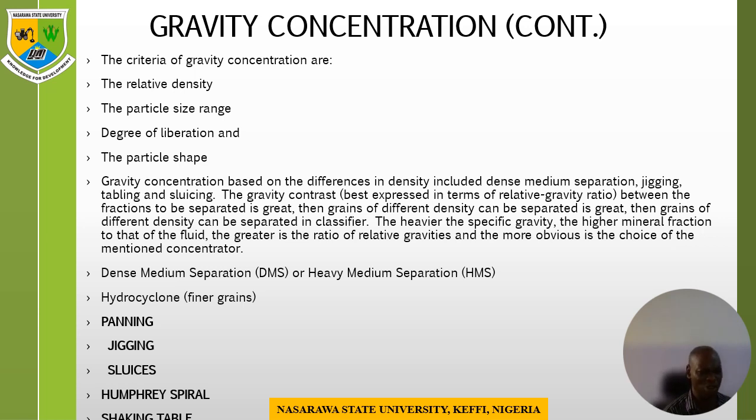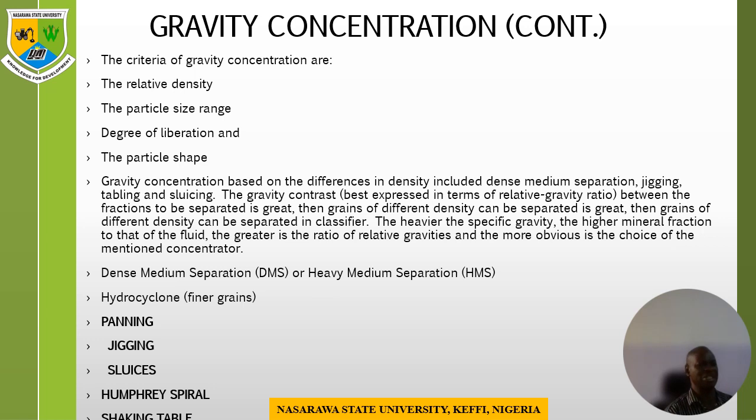Gravity concentration based on differences in density includes things like dense heavy medium separation, jigging, tables, sluicing, and the gravity concentrators. These are basically involved between these fractions, and then we have different densities that can be separated with greater ease. The grains have different density, and so you can easily separate them in a classifier. The greater the specific gravity of the mineral fraction relative to that of the fluid, the greater is the ratio of relative gravities, and the more obvious is the choice of the method of concentration.